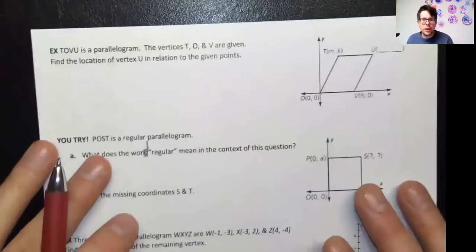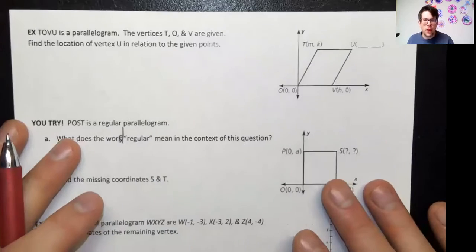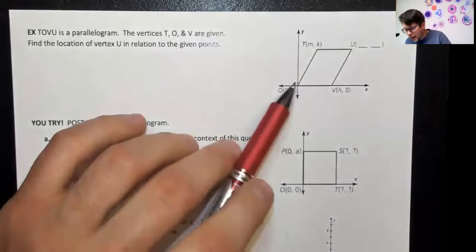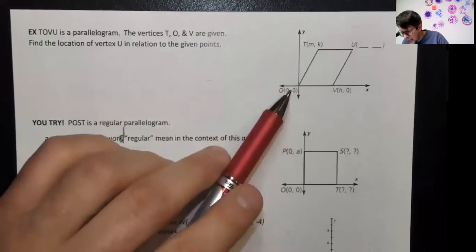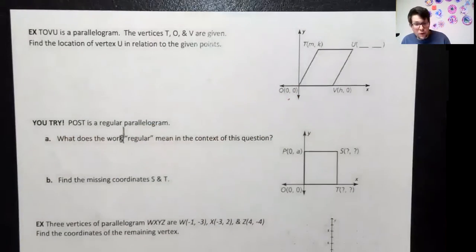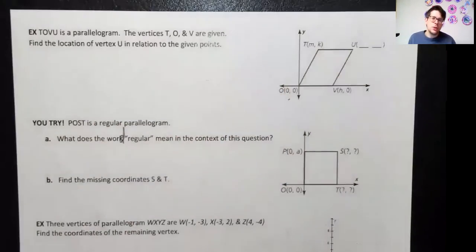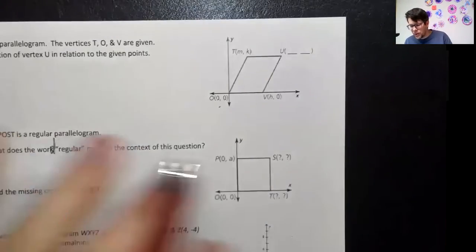All right, on the back side right here, we've got some more important examples that are a little bit more abstract. If you take a look, we've got another parallelogram right here, and we've got a couple of vertices with T and O and V. There is a fourth vertex, which is U right over here, and if you notice, it's blank. So we need to see if we can figure out what the ordered pair is for this guy right over here.